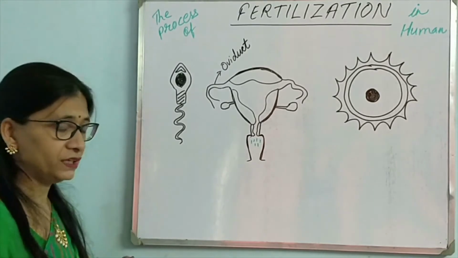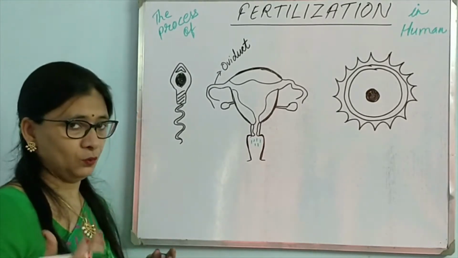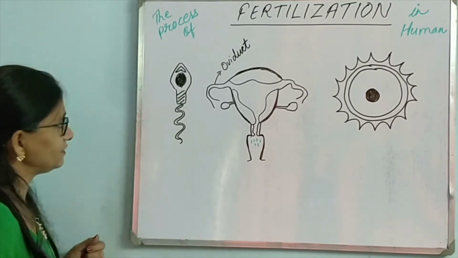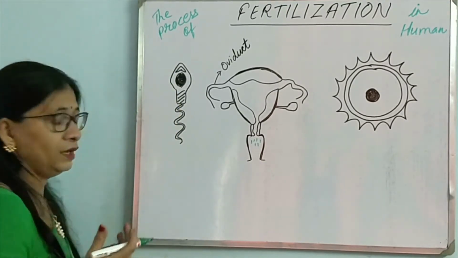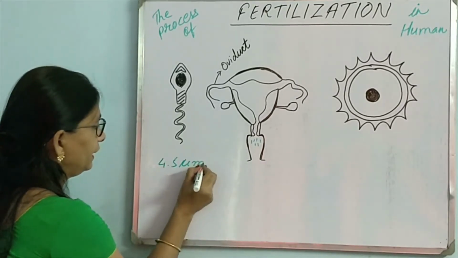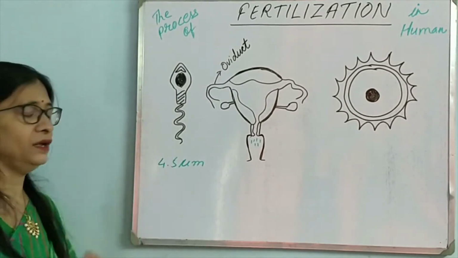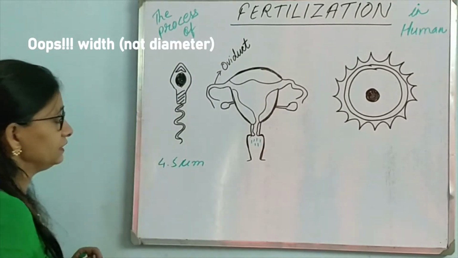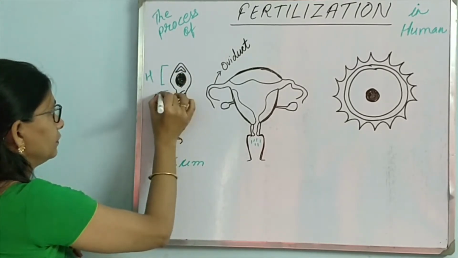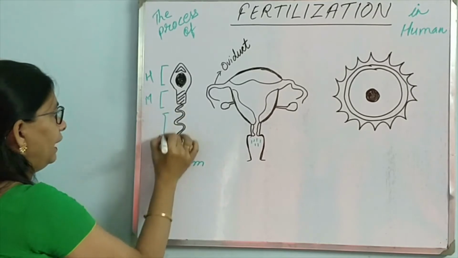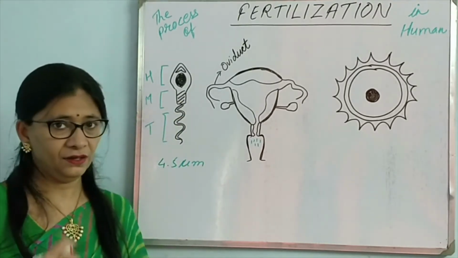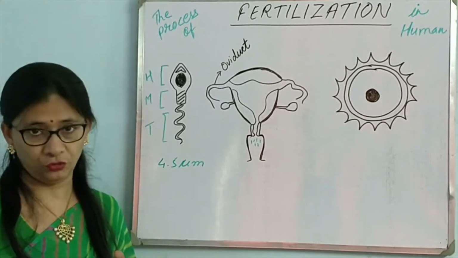Now, before going into fertilization, let's recap once again the structure of human sperm and human egg. So here, as you can see, this is the structure of human sperm. Human sperm, just recall, it is 4.5 micron in length, 2.5 micron in diameter. So this is human sperm. It consists of three parts: head, middle piece, and tail, and they have their specific function.